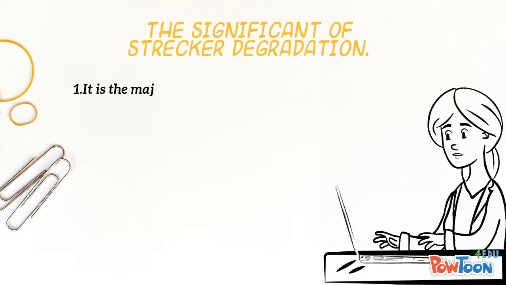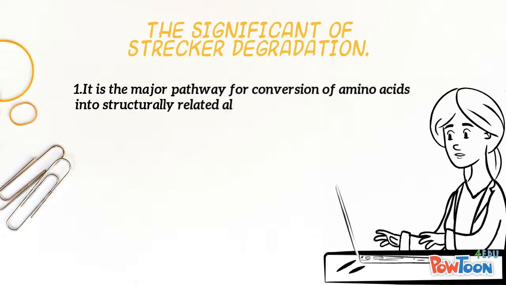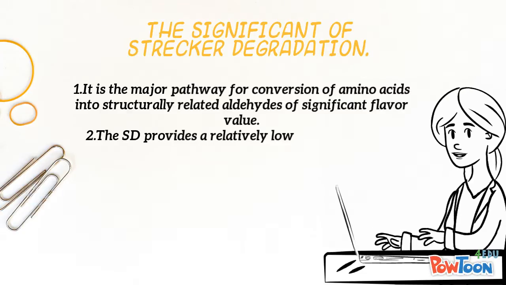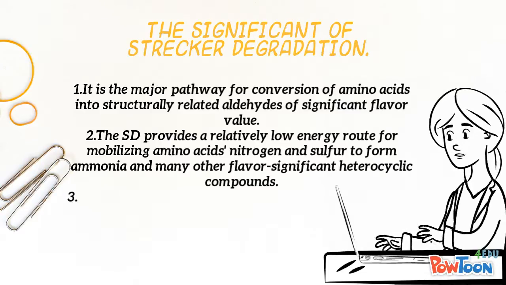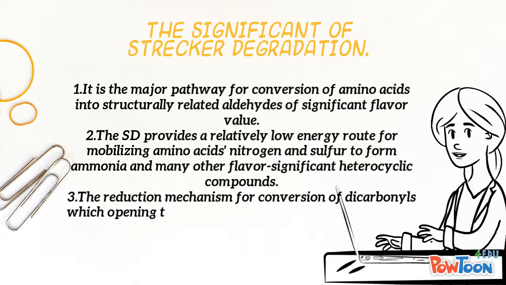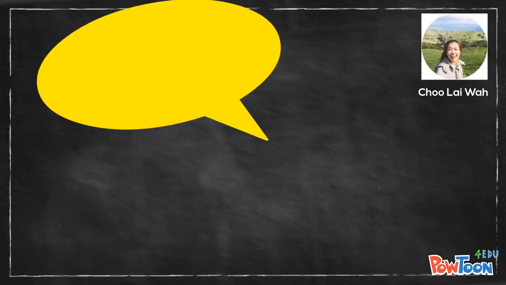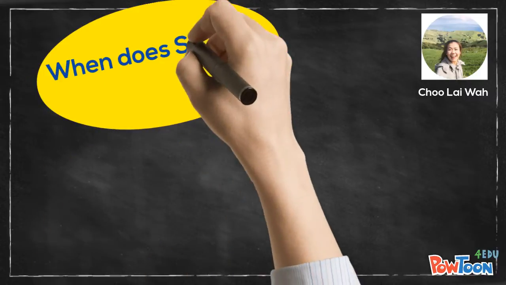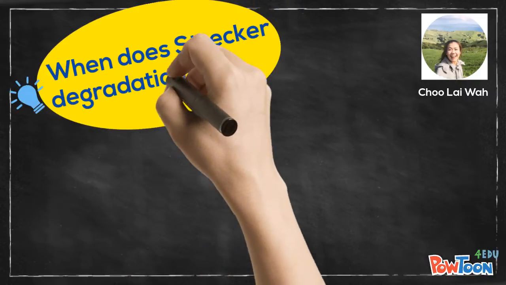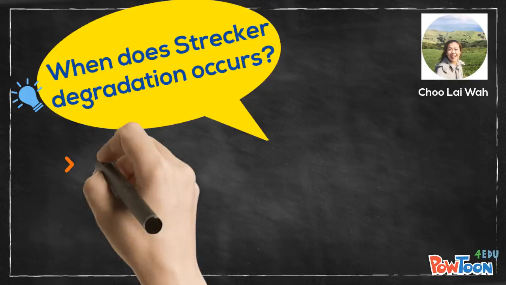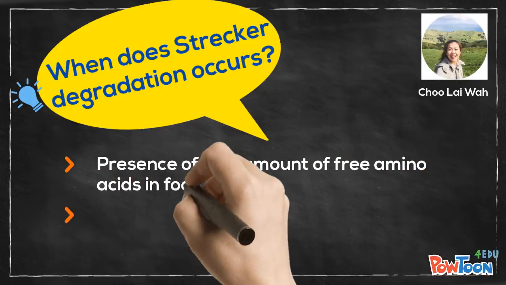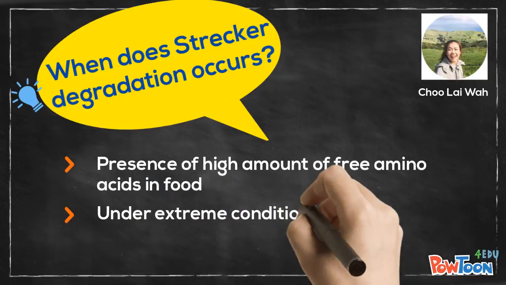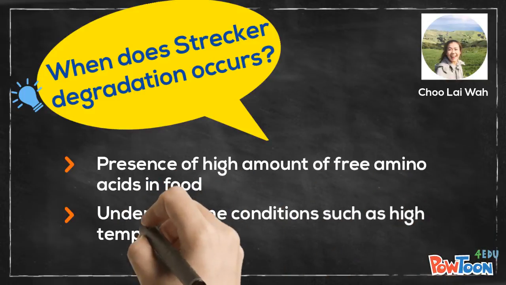To sum up, the Strecker degradation plays several roles in the formation of the flavor components in processed food. You can see from the picture. We have gone through the mechanism of Strecker degradation, and now we wonder when the Strecker degradation occurs. Strecker degradation occurs when there are high free amino acids in food, or it can happen under more extreme conditions such as higher temperature or under pressure.